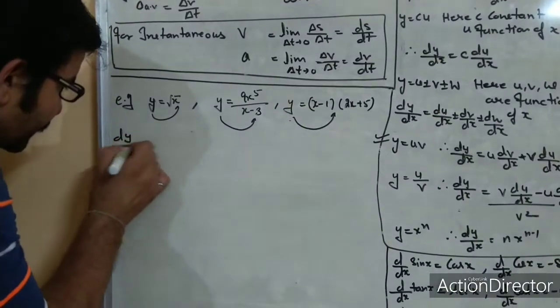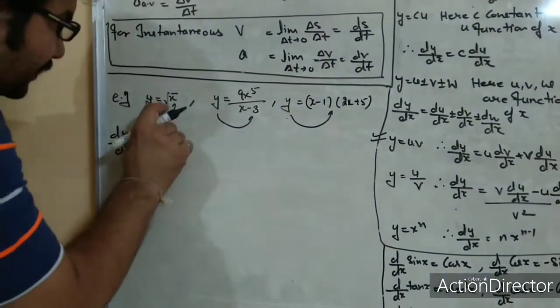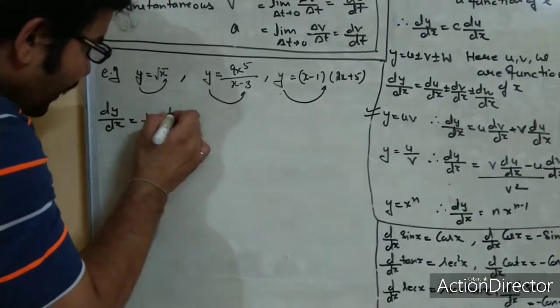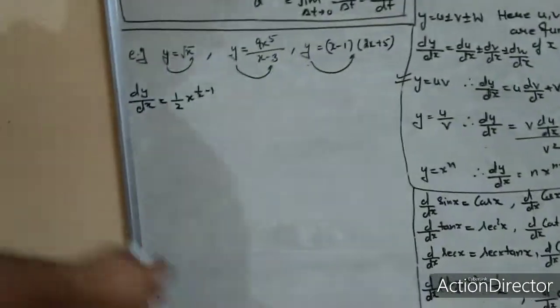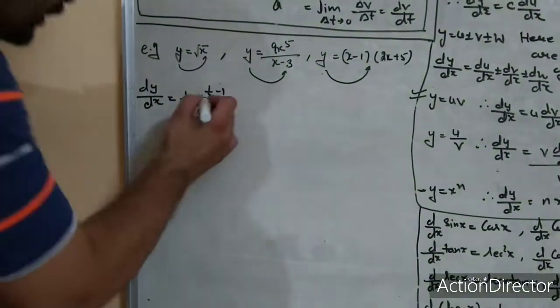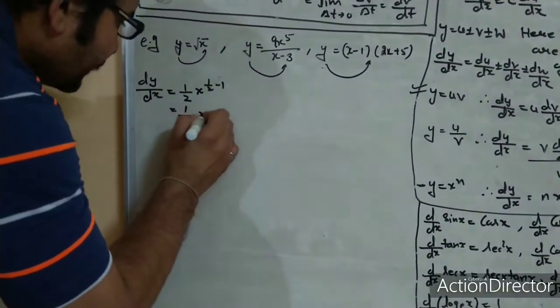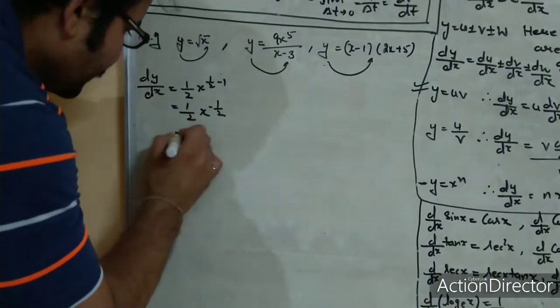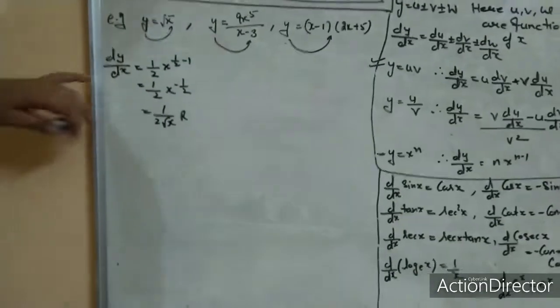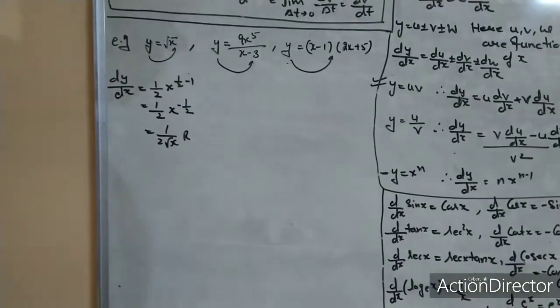So dy by dx, we know that x to the power half, so we will take half again and half minus 1. Which formula do we apply here? This one. We are applying this formula here, x to the power n. Then it will be half x to the power minus half. That means 1 upon 2 root x. This is the answer of that question.